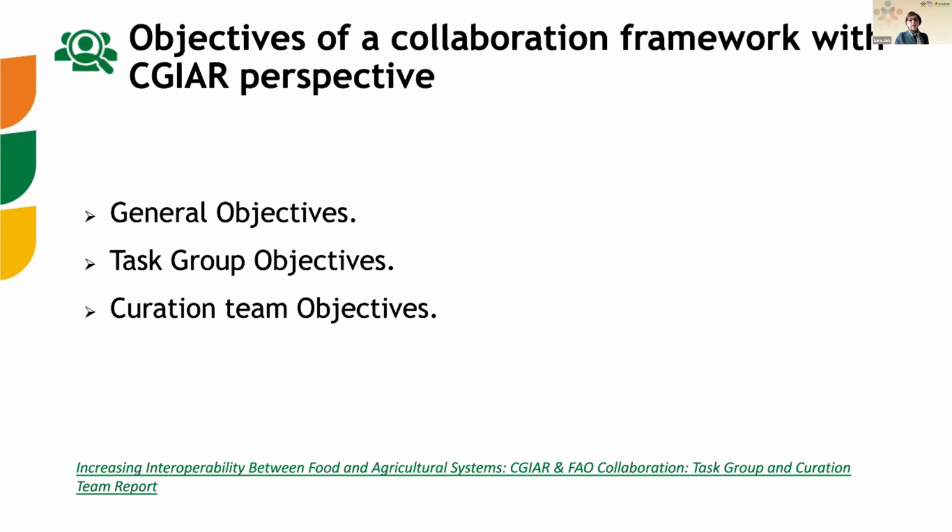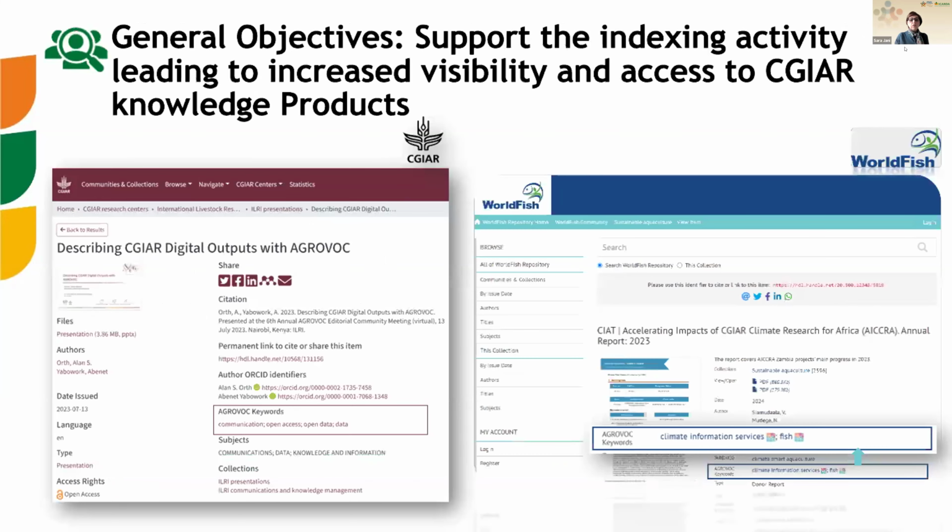The collaboration framework developed between CGIAR and the FAO has been translated into actual work on the ground. We have divided these objectives into three groups: general objectives, task group objectives, and curation team objectives. In this presentation, we will focus on the benefits of this collaboration with a particular emphasis on these objectives.